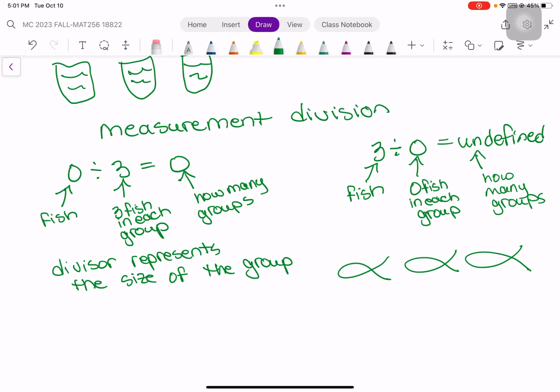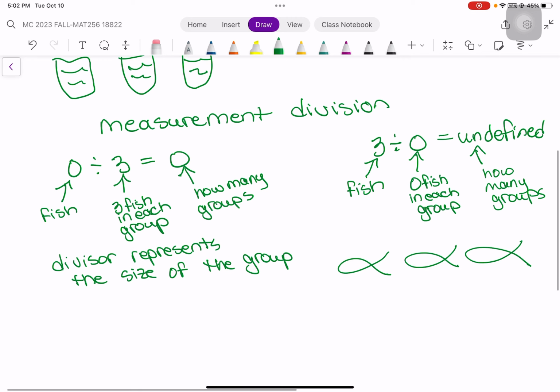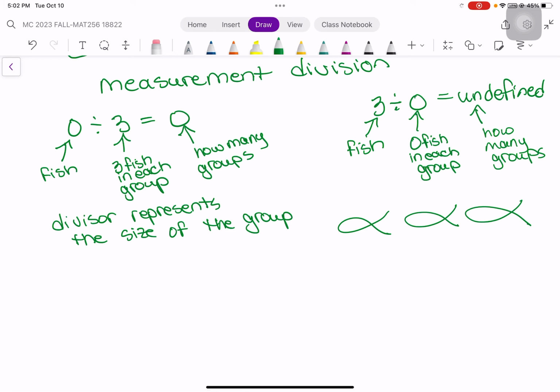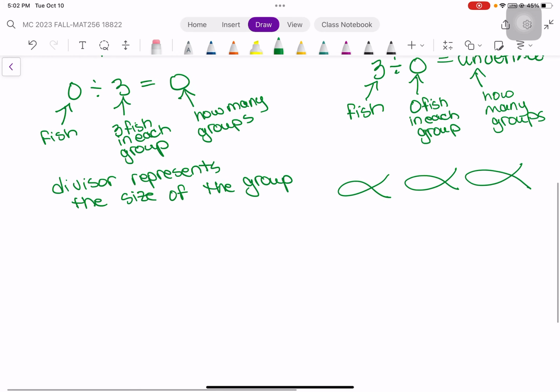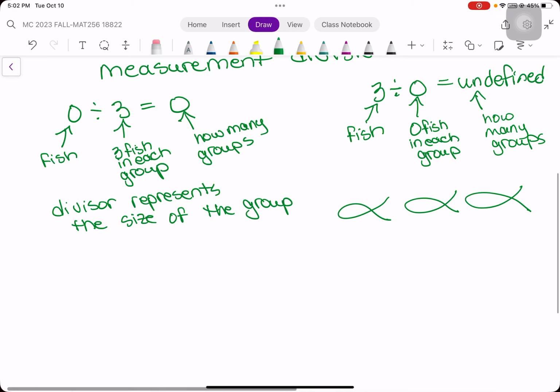I want 0 fish in each group. Well, I'm not splitting the fish up if I have 0 fish in each group. So therefore I can't do it. It's undefined. I cannot put 0 fish in each group and still be splitting up the fish. So that's a problematic idea there. But let's relate it to a math fact we already know to make sure we understand why this is working.